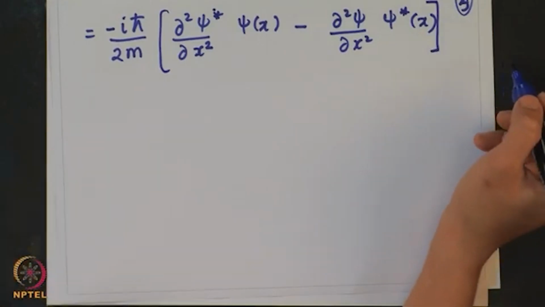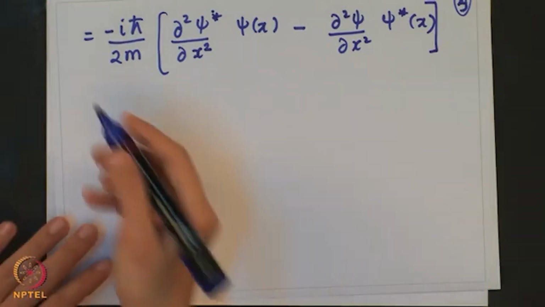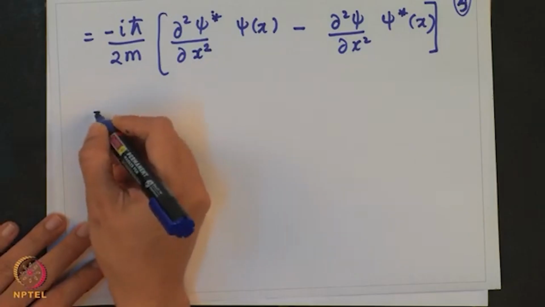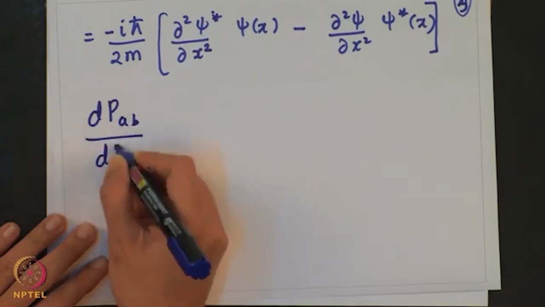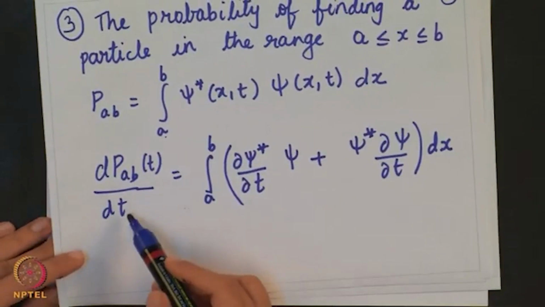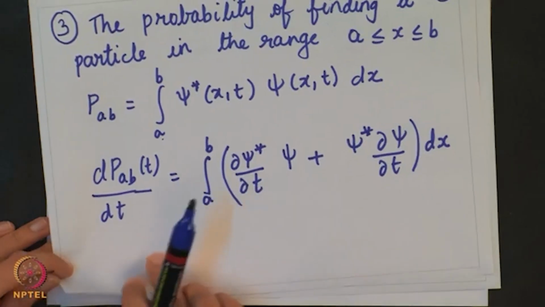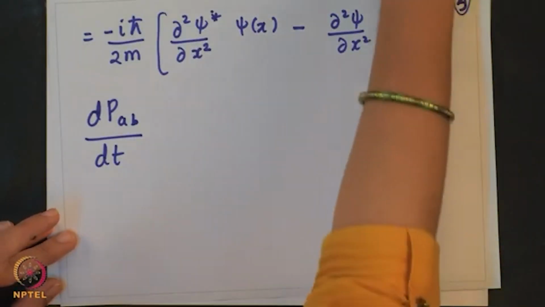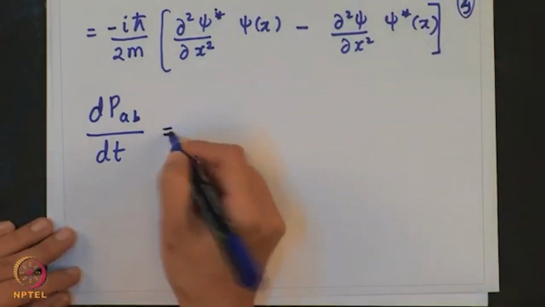So, now what I have to do is integration by parts, and after doing integration by parts, what I obtain is just a simple form. Let me get back to our expression, which is this expression, dP by dt is this. I have substituted for these two quantities, multiplied the first equation by psi star and the second equation by psi, and added those two equations.